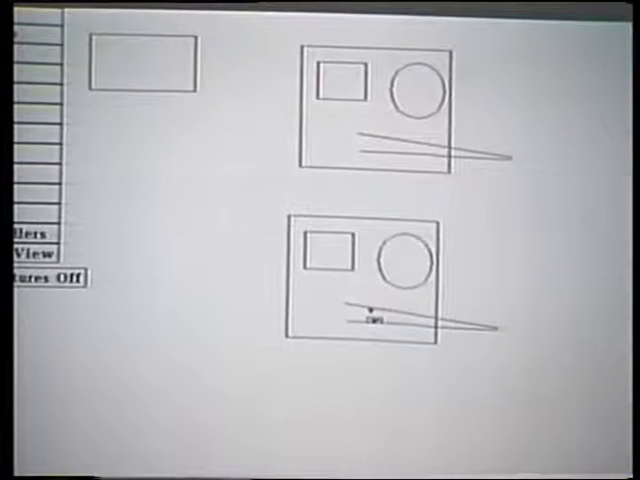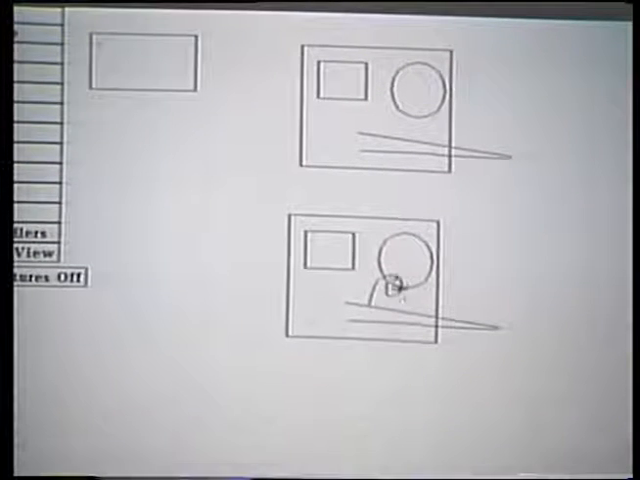This curly cue is the rotate and scale gesture. The start of the gesture determines the center of rotation. After the gesture is recognized, I can interactively control the object's size and orientation.